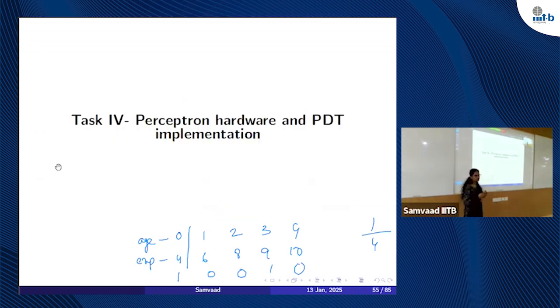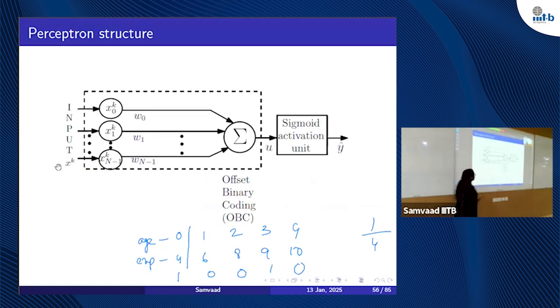I also proposed perceptron hardware, that is neuron hardware, using sigmoid and offset binary calculation. I won't go into the details of offset binary coding. In offset binary coding, if you are storing one data in memory and another data you are giving as input, then you don't need to do the multiplication. You can just do shifting and addition, and you can realize the multiplication, either floating point or fixed point. That was one pro of using offset binary coding, because then I completely removed the need for multiplication in the neuron. And then I used a sigmoid activation unit.